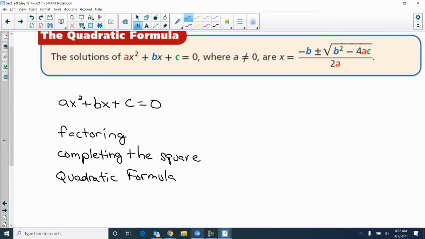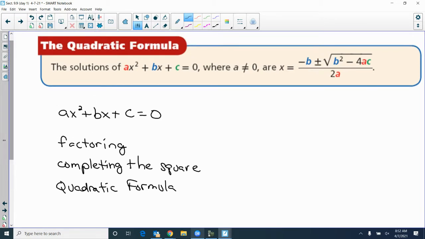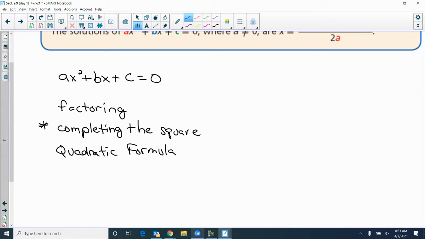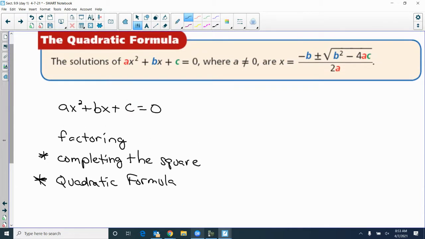Factoring does not work for every equation, so you can't use it all the time. Completing the square and the quadratic formula will work for every problem we come up with. Completing the square is what we did yesterday. To me, that tends to be harder, especially depending upon the problem. The quadratic formula is not that bad once we learn the formula.